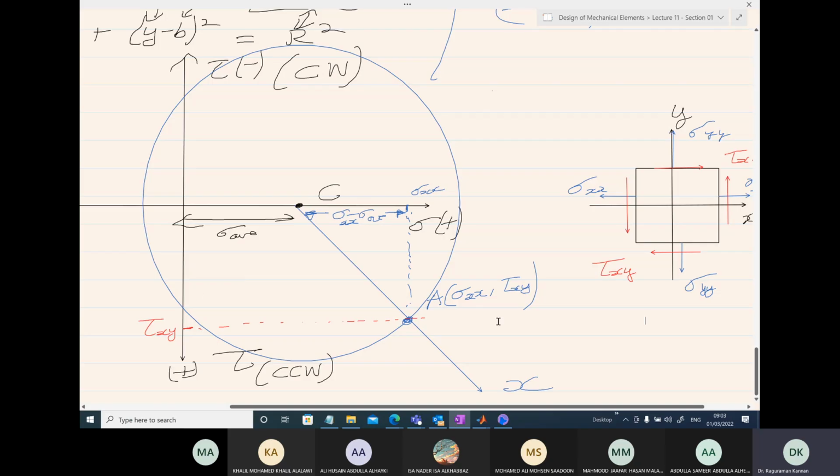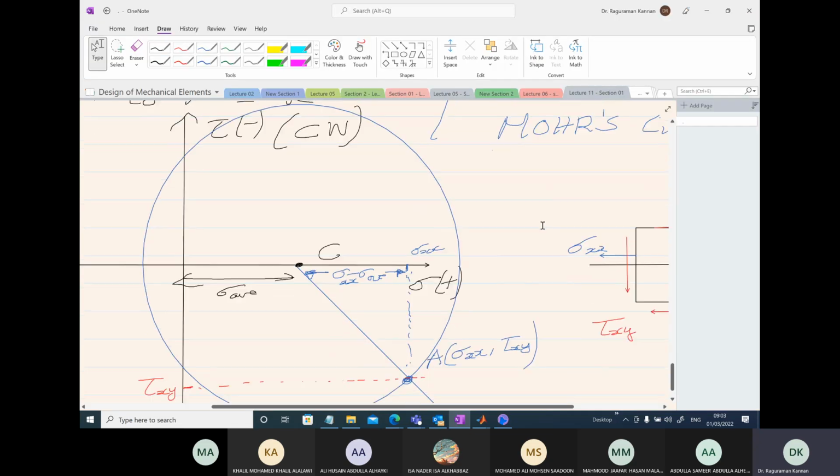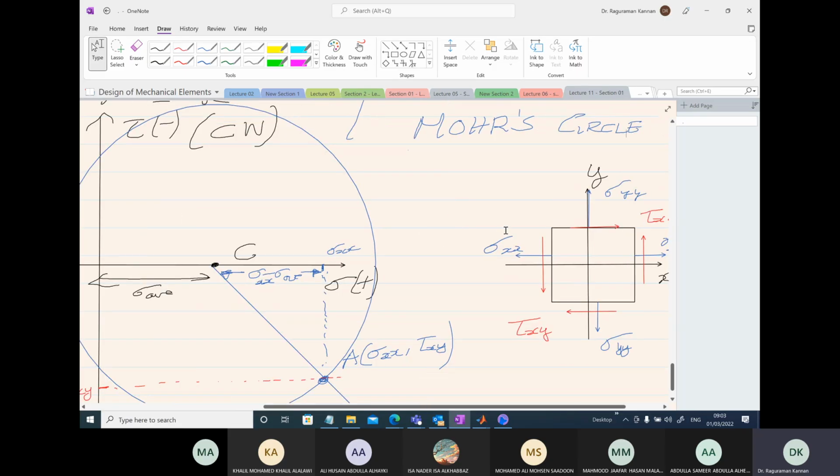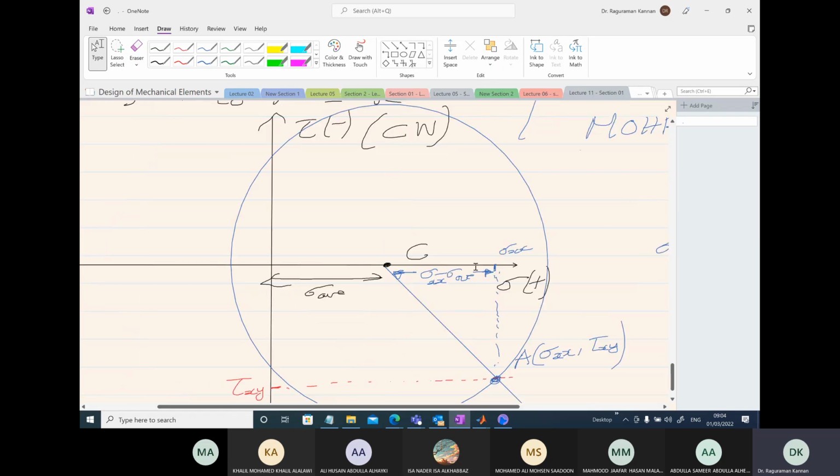This becomes the Mohr circle. To be correct, M-O-H-R, Mohr circle. This is the Mohr circle. So if you look at the Mohr circle, we have the x-axis. Okay. We need to get the other axis. Let's see if I can make it smaller. So where is the y-axis?